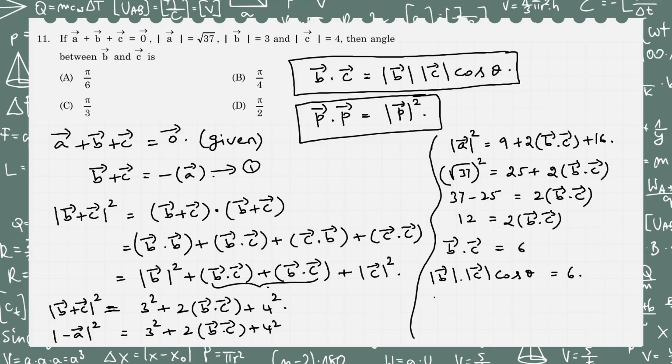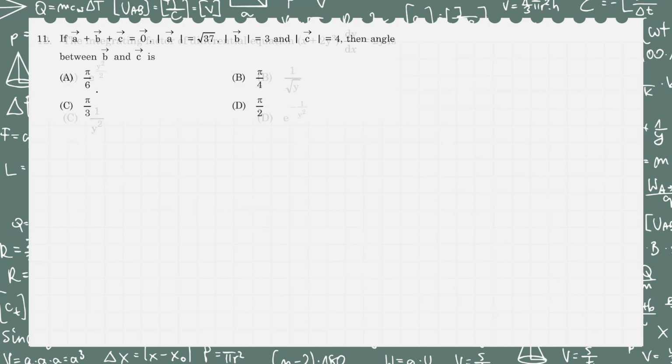So this is nothing but 3 into 4 into cos theta equals 6. So we will get cos theta equals 6 by 3 4s are 12. So 6 by 12 is nothing but 1 by 2. So theta will be 60 degrees or pi by 3 in radian measure. So option C is the correct answer. Let's move on to the next sum.